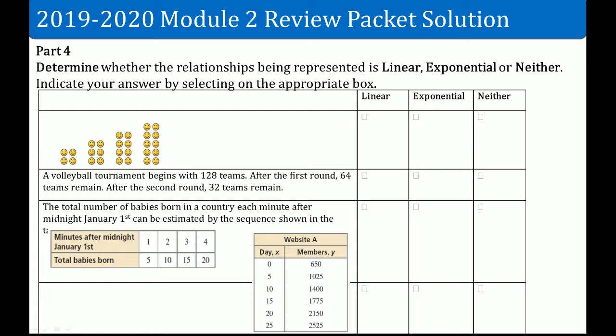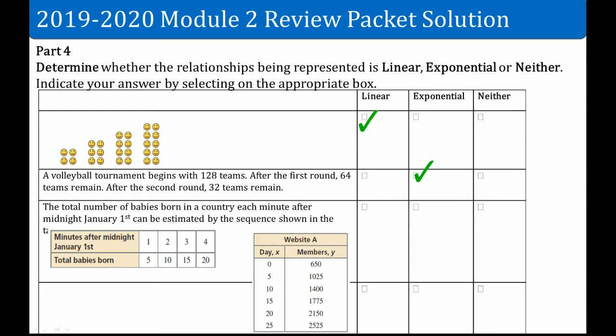Part 4, you're going to determine whether the relationship being represented is linear, exponential, or neither. Indicate your answer by selecting the appropriate box. The first one, the smiley face, it starts at 4, then goes to 6, then goes to 8. It seems like it's increasing by 2 each time, therefore it is linear. A volleyball tournament begins with 128 teams. After the first round, 64 teams remain. After the second round, 32 teams remain. Seems like it's being cut in half each time, which is being multiplied by r equals 0.5, and that is basically exponential.